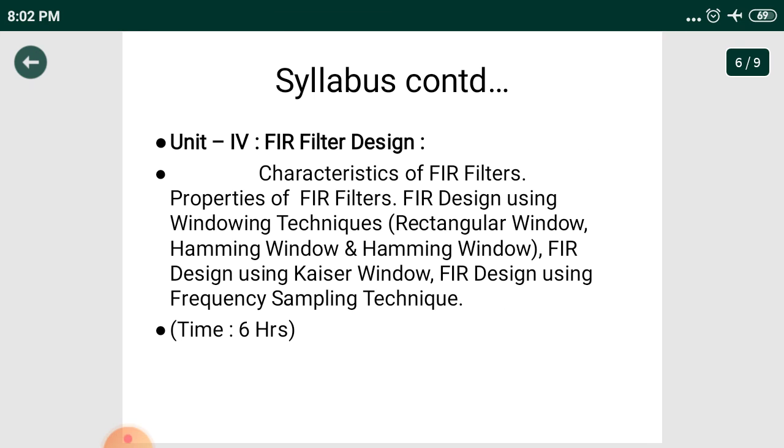The next unit is FIR filter design. It consists of characteristics of FIR filters, then properties of FIR filters, FIR design using windowing techniques, that is rectangular window, Hamming window and Hanning window, then FIR design by using Kaiser window, and FIR design using frequency sampling technique. The total time duration given for this unit is 6 hours.